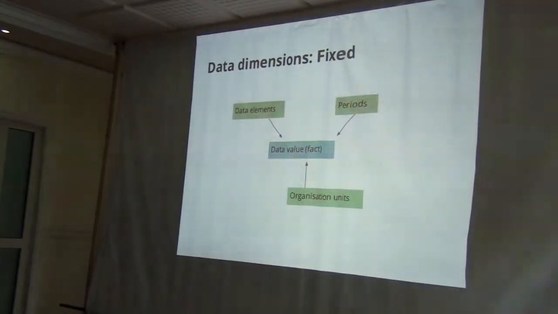Yeah, so just to repeat, a number of 5 doesn't tell you much, right? 5 is just a number. There's got to be some more meaning to it. So, to make the data meaningful, we add dimensions to it. In that case, we add the data elements, the periods, and the organisation units.